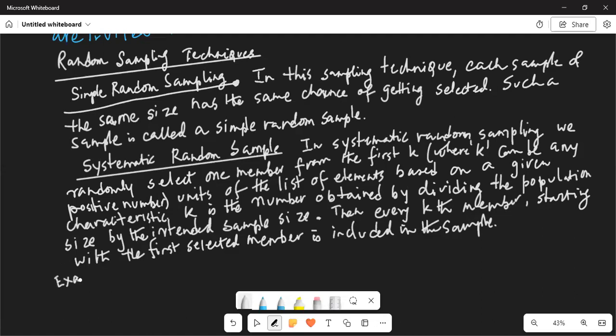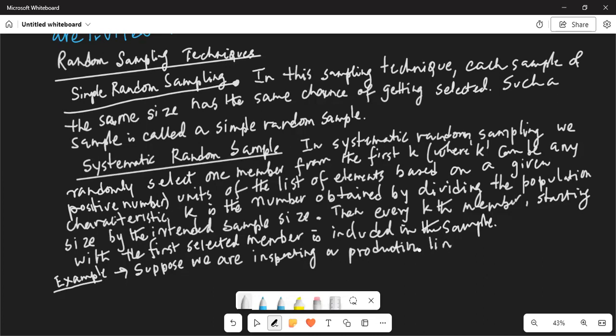Example. Suppose we are inspecting a production line which produces, say, 900 lithium ion batteries in an hour.